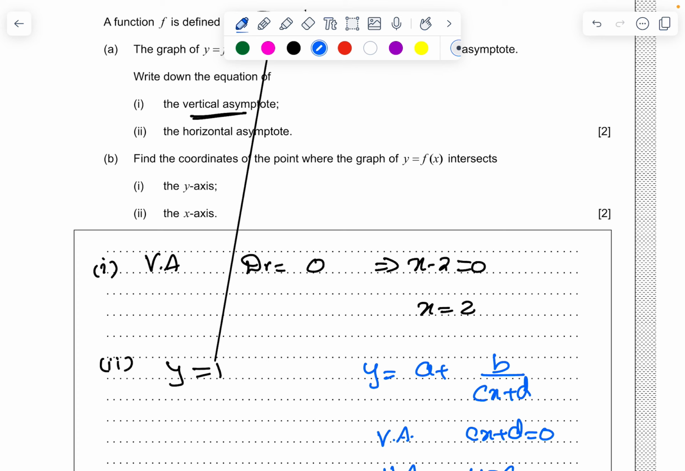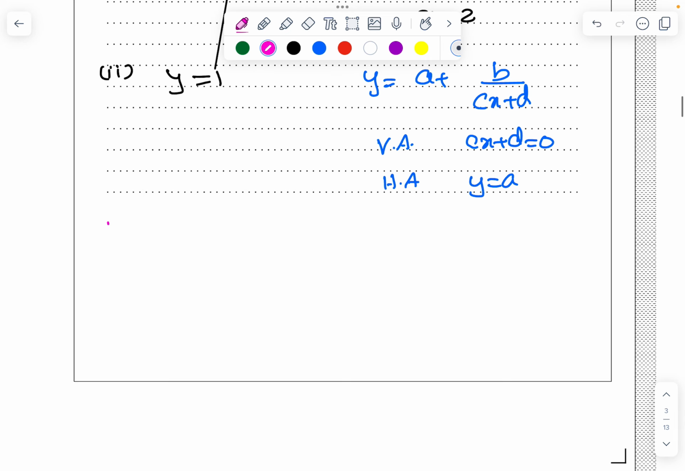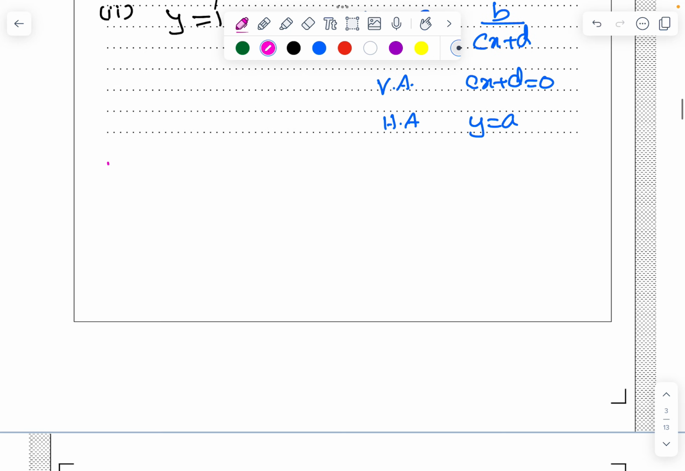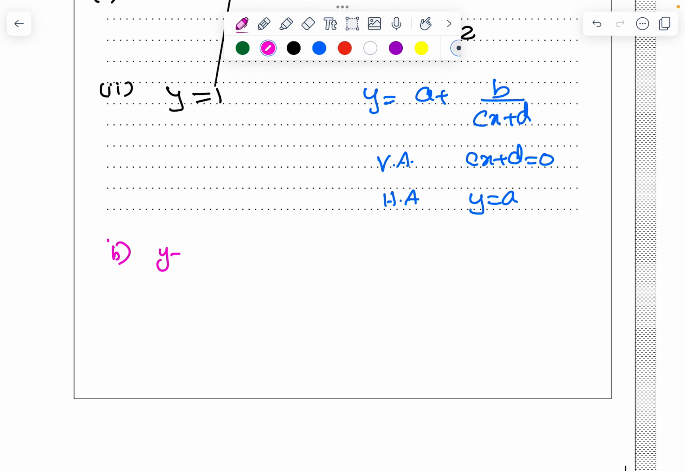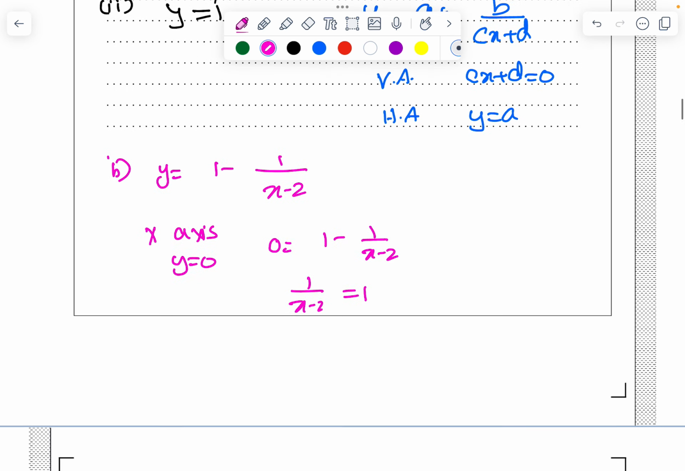Find the coordinates of the point where the graph y equals f of x meets the x-axis and y-axis. That is part B. y equals 1 minus 1 upon x minus 2. x-axis means y equals 0. So what does it become? 0 equals 1 minus 1 upon x minus 2. 1 upon x minus 2 equals 1. So x minus 2 equals 1. x equals 3. So 3 comma 0.